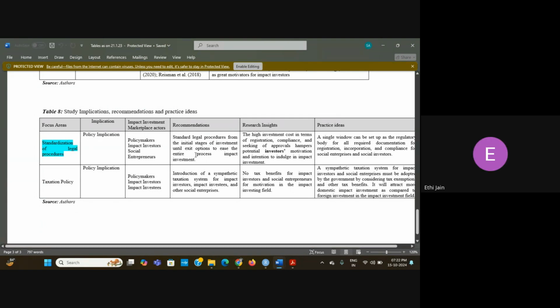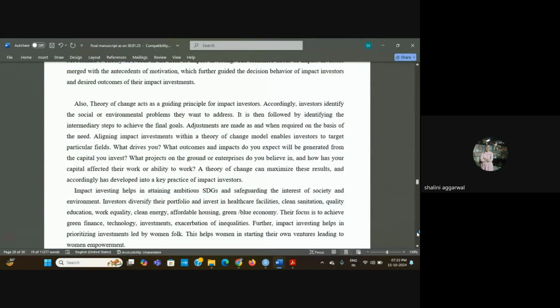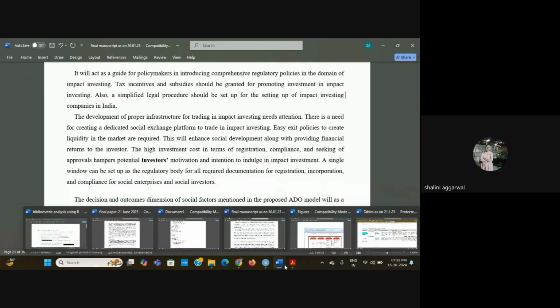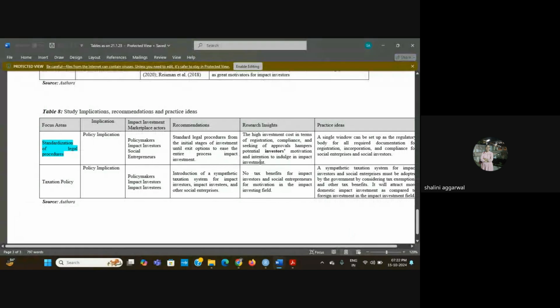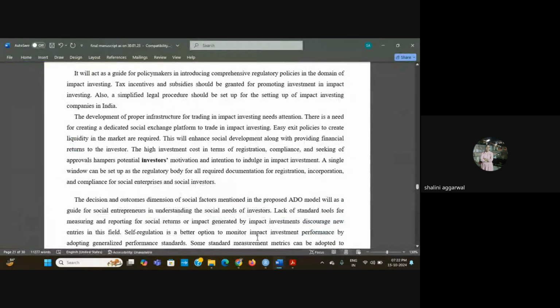So ma'am, should we give the table and also the paragraph form? Both the things should be included. Yes, the paragraph is mandatory, you cannot miss that. You have to explain it through the paragraph. It is your choice whether you want to include the table or not, but it is mandatory to write this in paragraph form. You cannot avoid this.